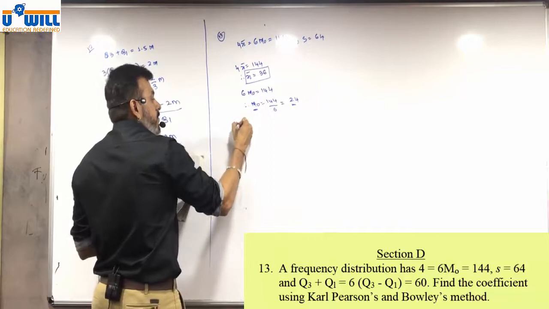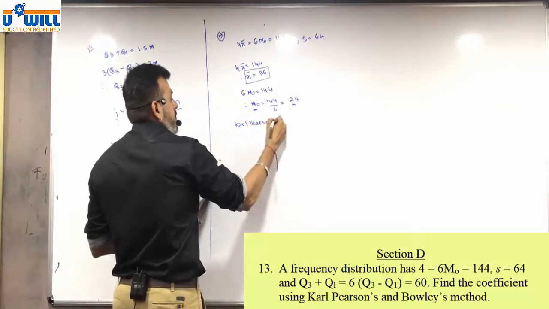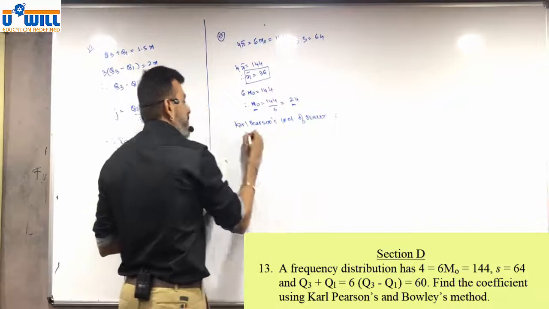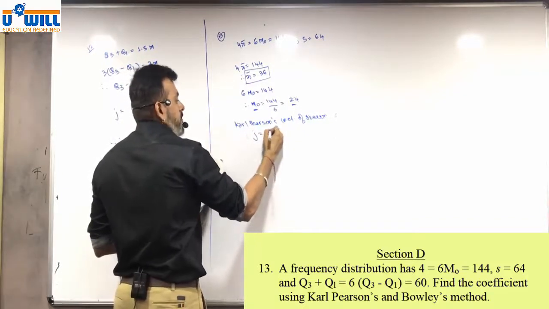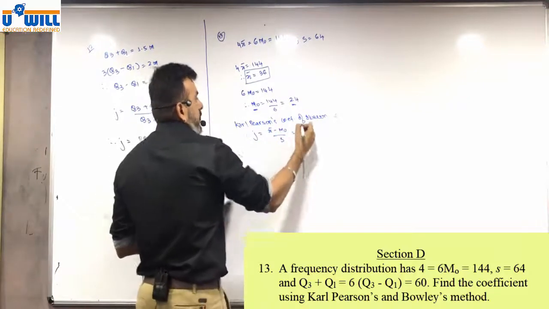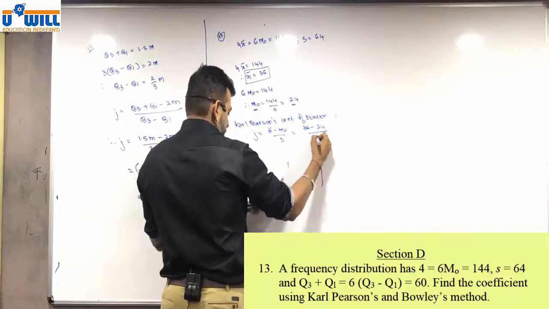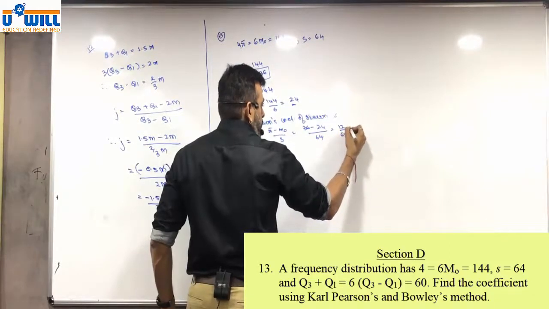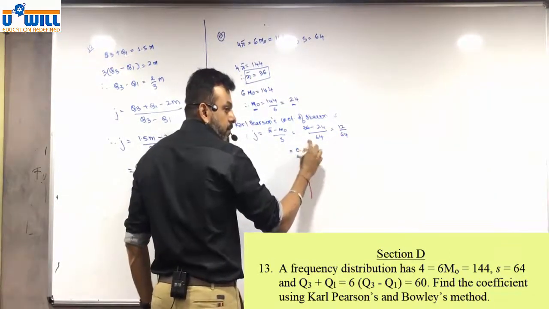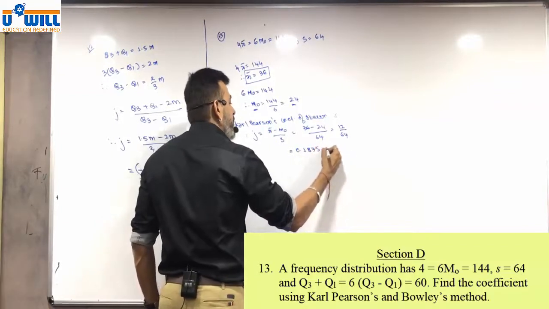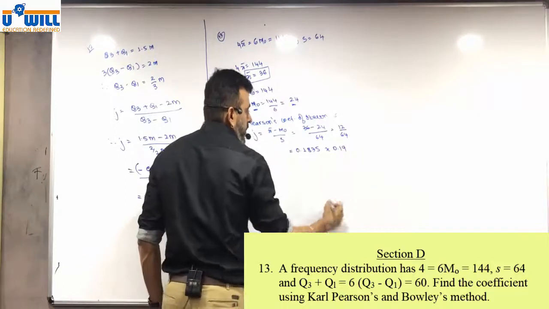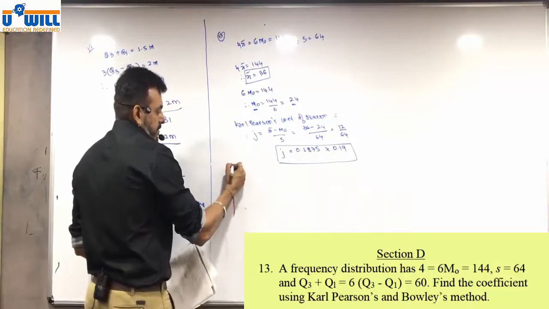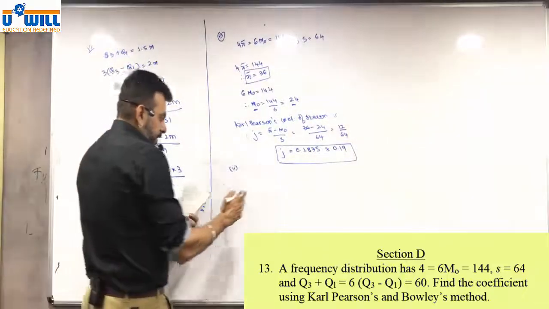Standard deviation is given. So Karl Pearson coefficient of skewness is equal to J, which is equal to x bar minus mode upon S. So 36 minus 24 upon 64, which is equal to 12 by 64, which is 0.1875, equivalent to 0.19. One answer is found.